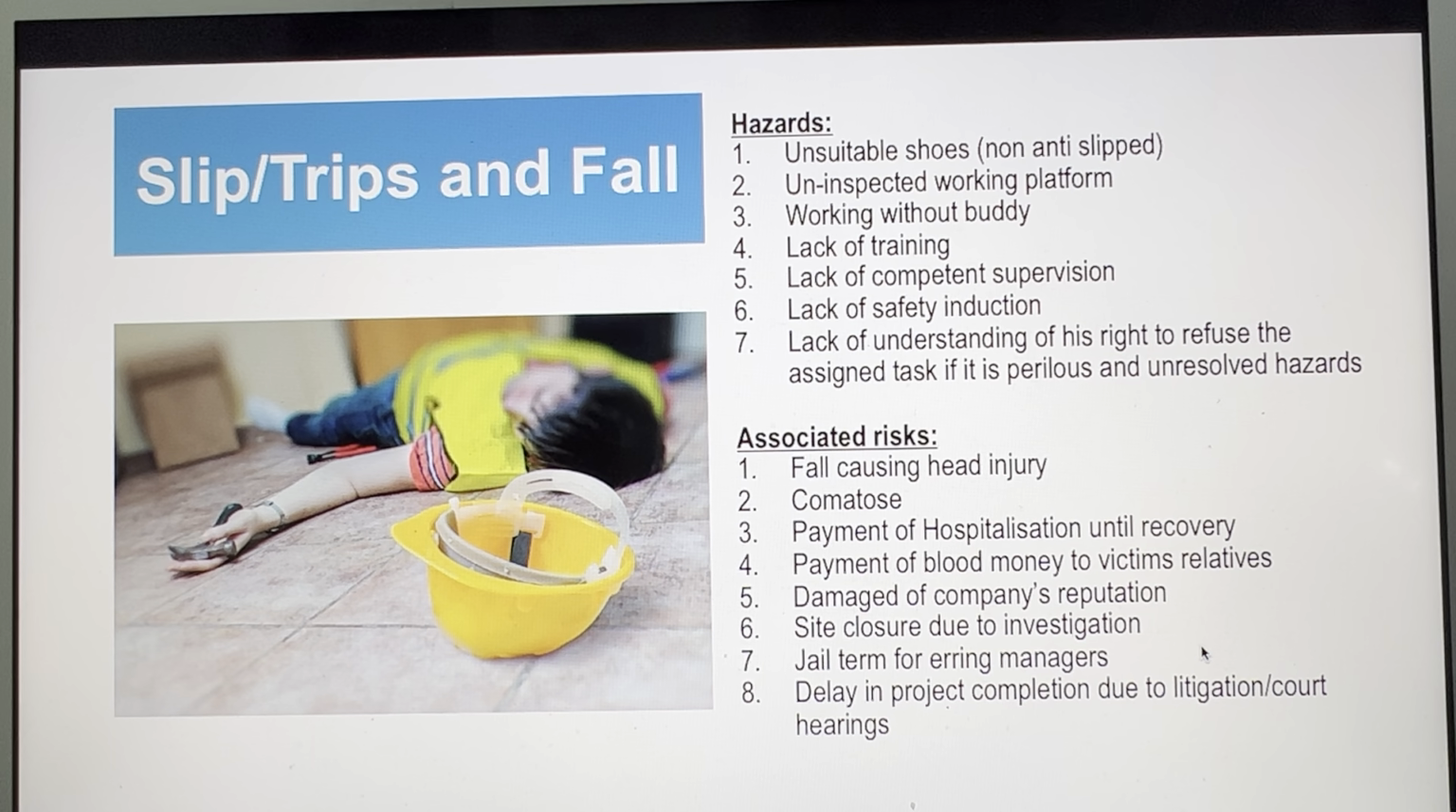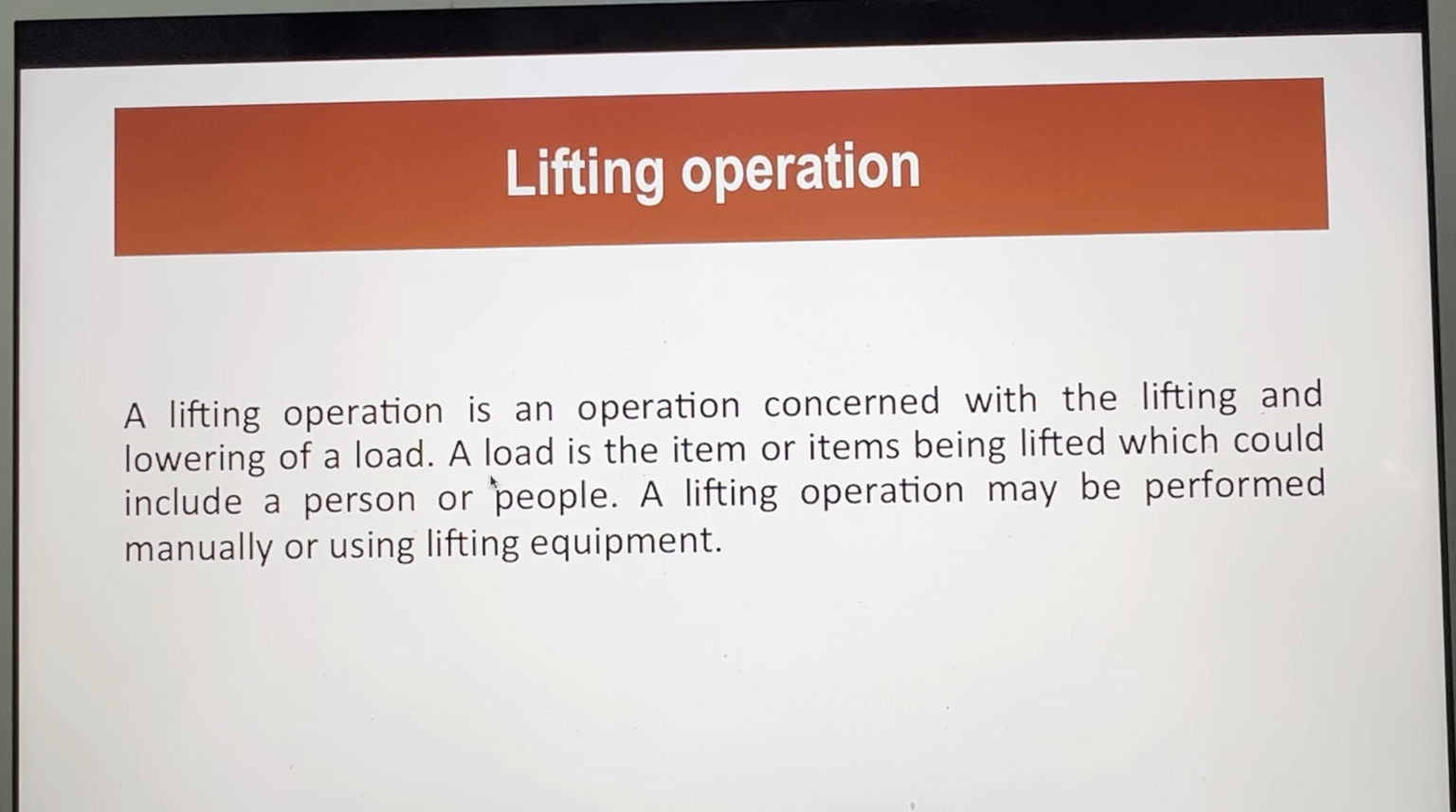Usually we have here 15 days and onwards, and jail term for the manager or responsible person by not taking any action. Delay in the project completion due to litigation and court hearings. Now let's go to lifting operation.